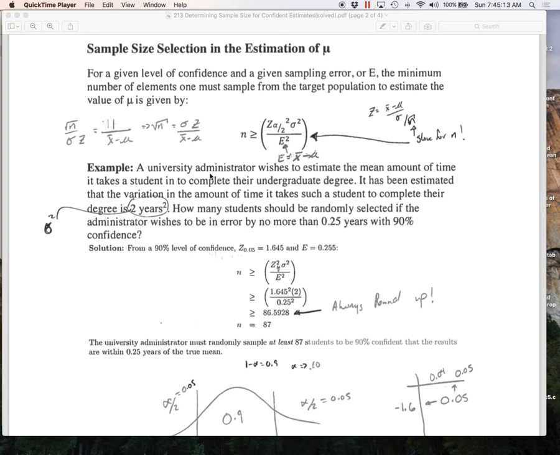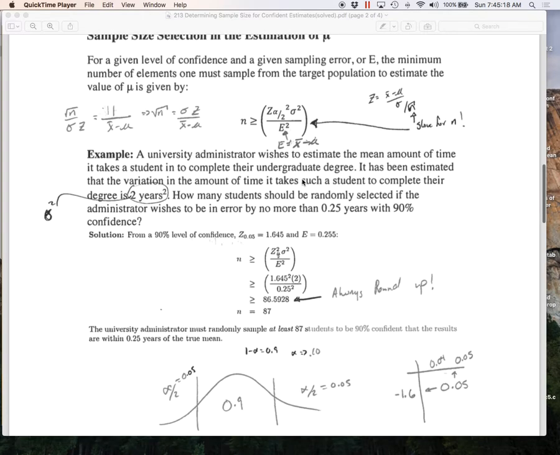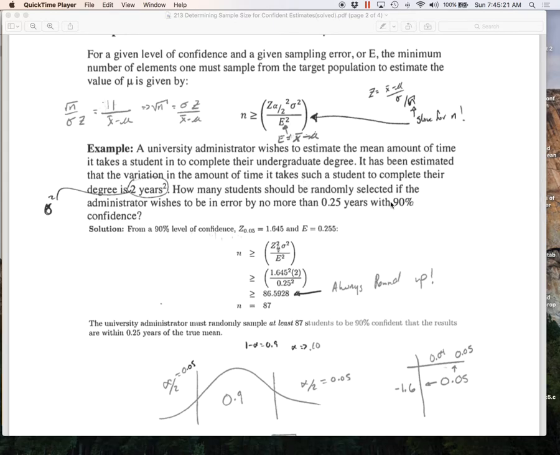A university administrator wants to take a sampling, and they know about what confidence they want. They want 90% confidence in their findings. They want their error to not be more than 0.25. Here they're talking about years, so they don't want their error to be bigger than 0.25. This is E. This is confidence. And here, then, they know apparently the population variance, sigma squared, which is 2. Okay, so here sigma squared is 2, which means sigma, or the standard deviation, is root 2.